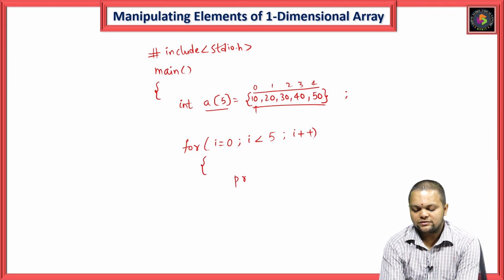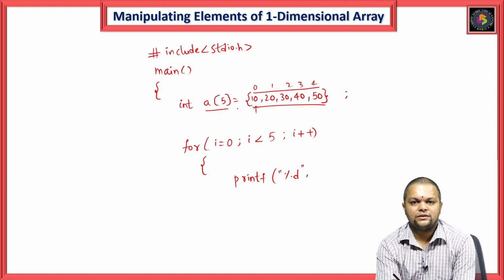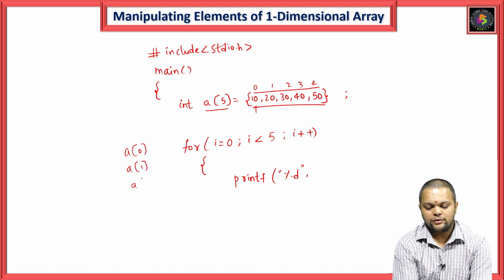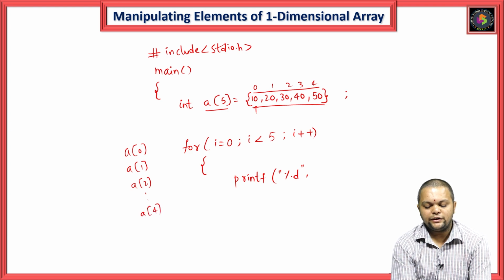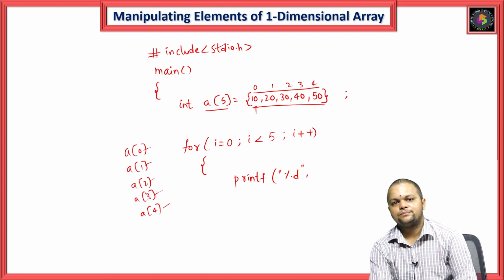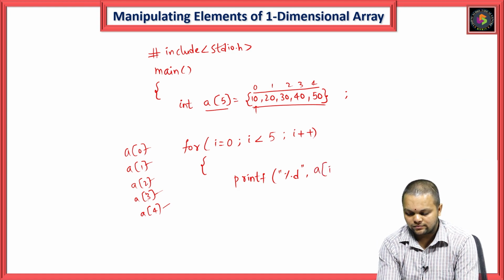What I'll do, I'll give a statement called printf with %d. So what do I need to print first? I need to print a[0]. Second, I need to print a[1]. Next, a[2], up to a[4]. I need to start with 0, 1, 2, 3, 4. In the middle, we have a[3]. So for that, what will I give directly? a[i].